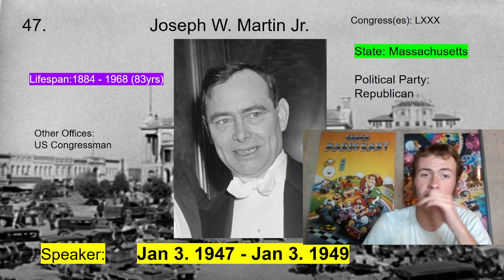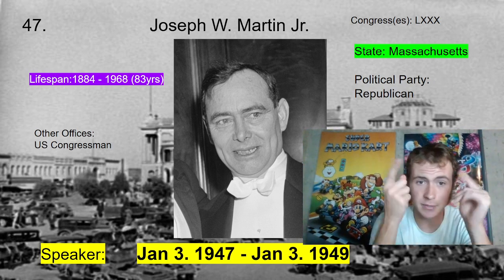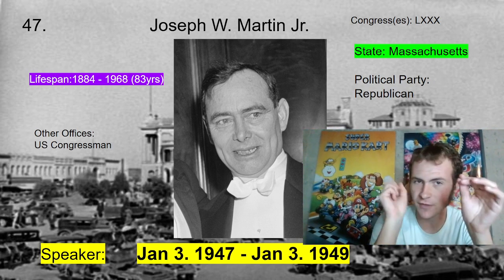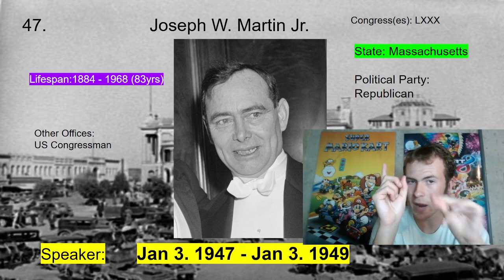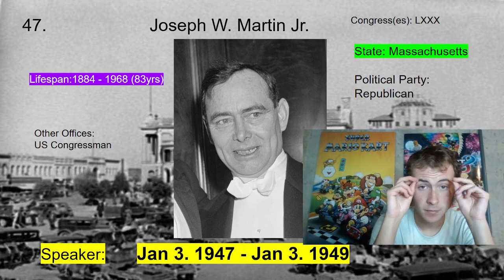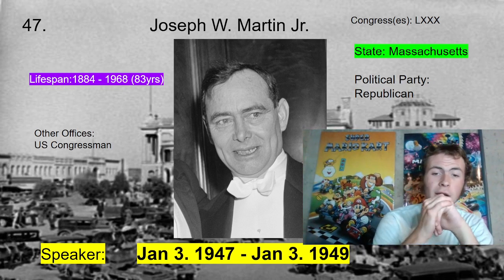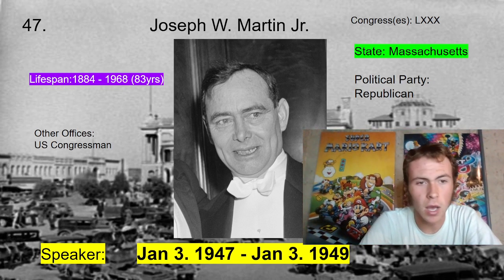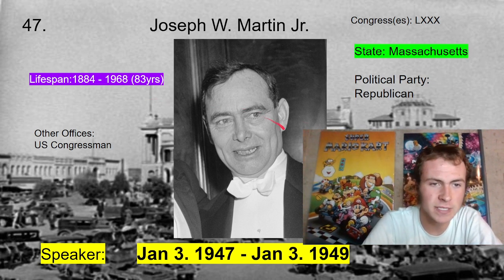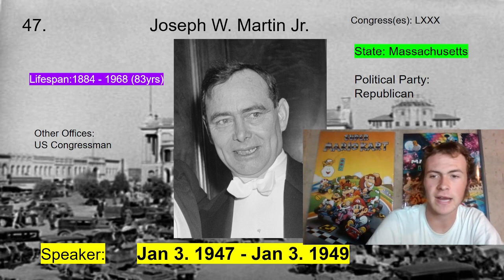Next up is Joseph W. Martin Jr. This is also not the last we'll see of him. It was kind of like in the 1940s and 1950s, Rayburn and Martin were battling for Speaker of the House. Martin was a Republican from Massachusetts. He presided over the 80th Congress. He lived from 1884 to 1968, 83 years. His first term as Speaker was from 1947 to 1949.